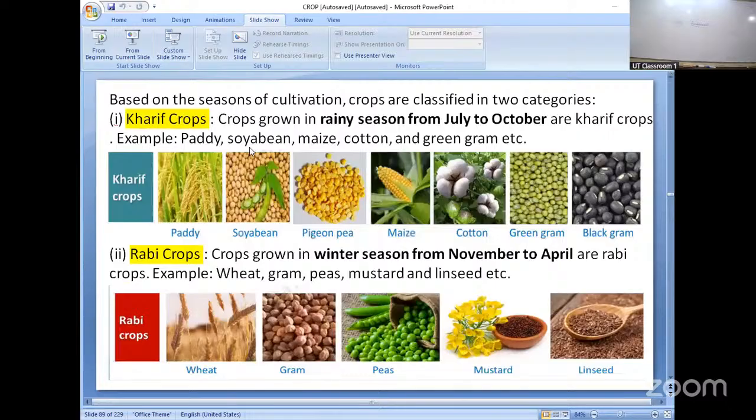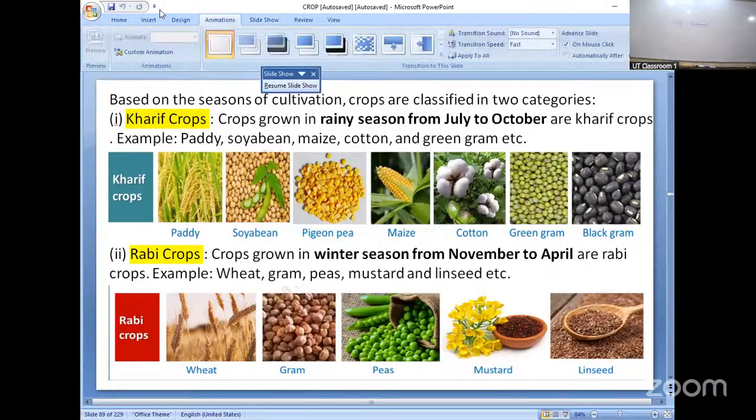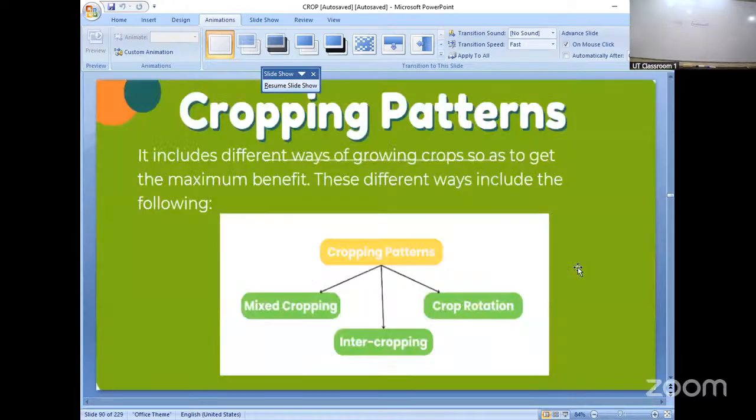And there are two types of crops, Kharif crops and Rabi crops. Right? Kharif crops are grown in the rainy season from July to October. Paddy, soybean, pigeon pea, maize, cotton, green gram, and black gram are Kharif crops. And the Rabi crops are wheat, gram, peas, mustard, and linseed. These are grown in the winter season, that is from November to April.